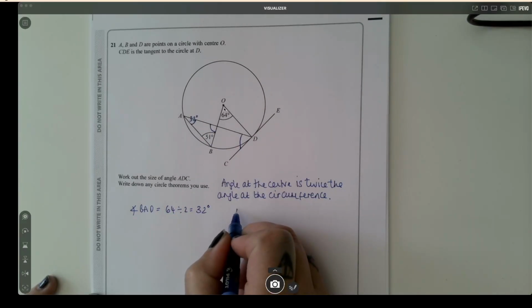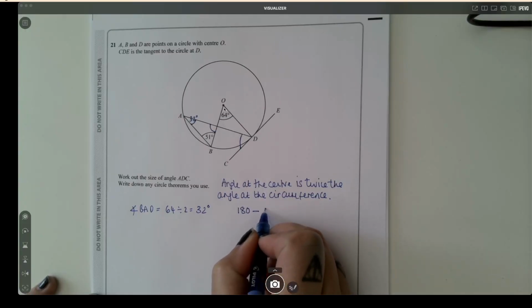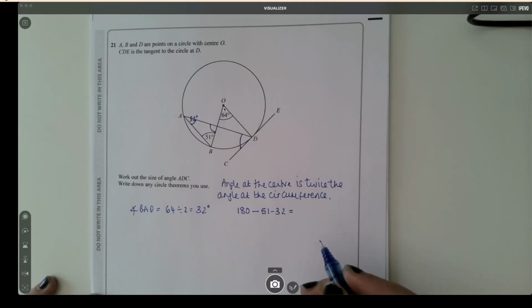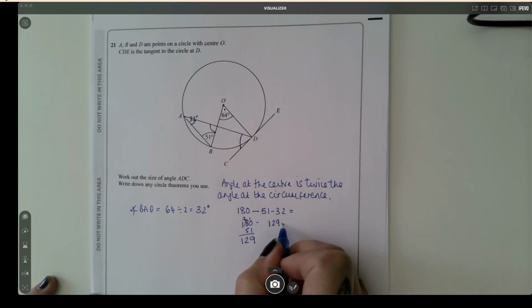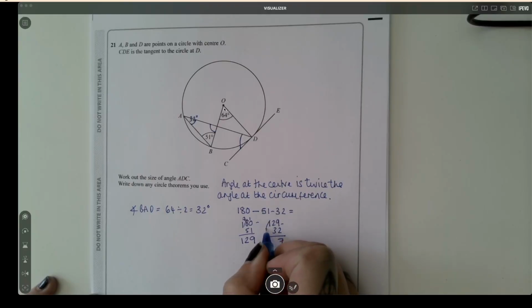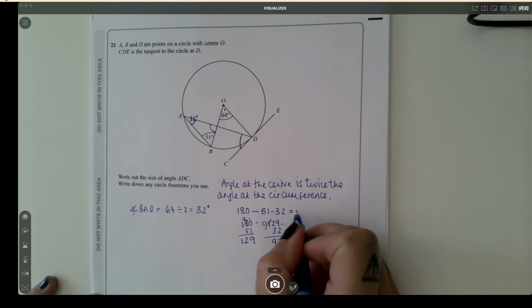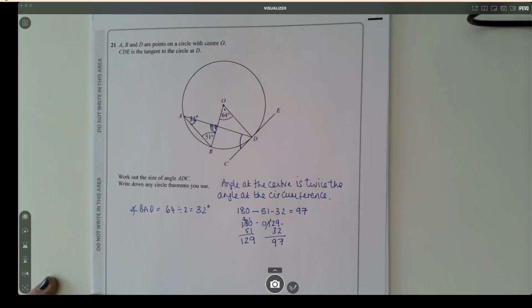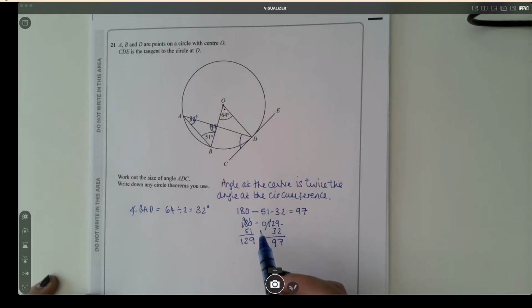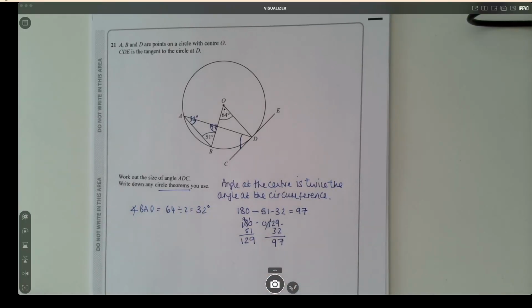So I'm going to do 180, subtract 51, subtract 32. So 180 take away 51 is 129, and then 129 take away that 32 is 97. So this angle here is 97. I'm not going to write down angles on a straight line sum to 180, angles in a triangle add to 180, because it only wants me to write down any circle theorems. And it's one of the angle facts that I know.